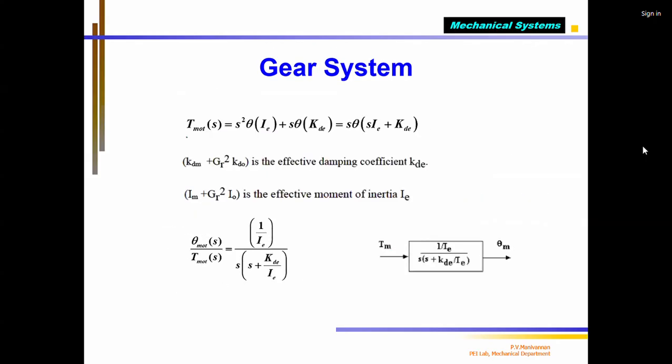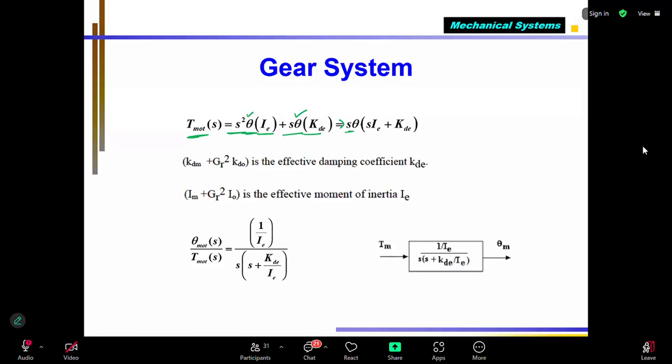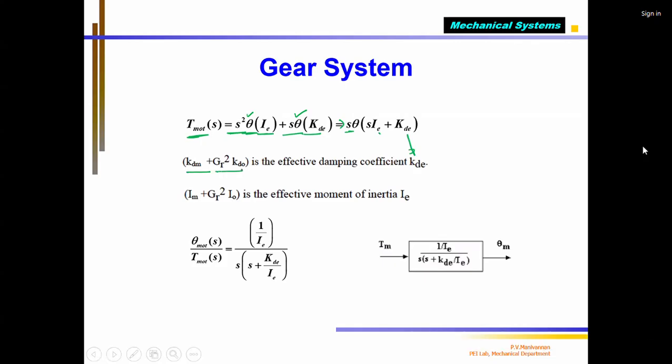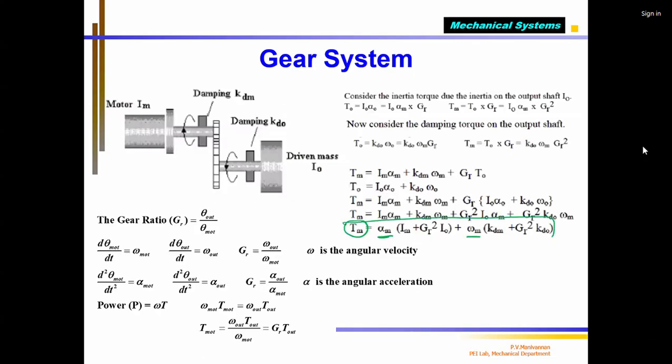This can be further written as T motor equals S square into theta into IE plus S into theta into KD. I can take S into theta out, so that S and IE will be here, plus KDE, where KDE is nothing but Kdm into gr square. This is the equation we are trying to minimize.